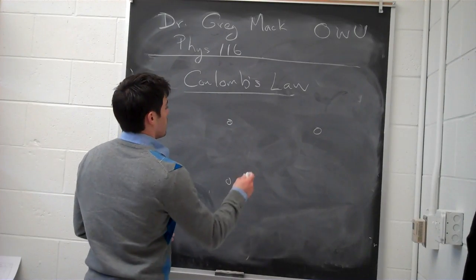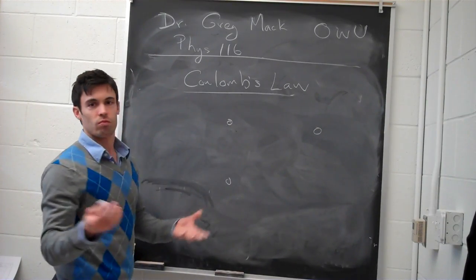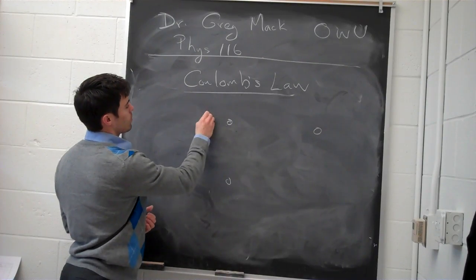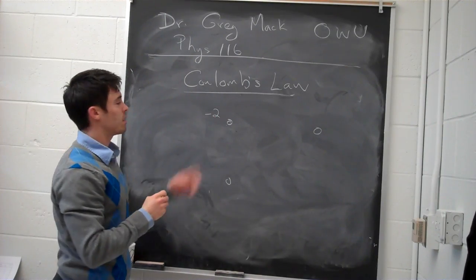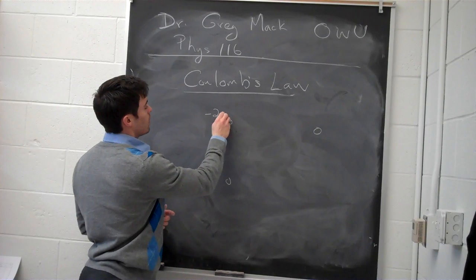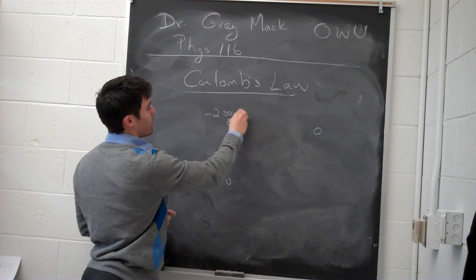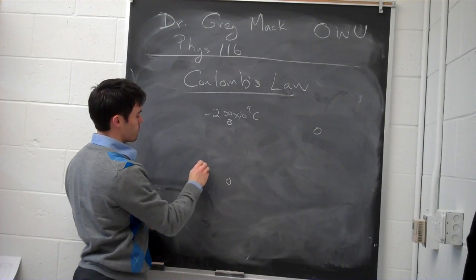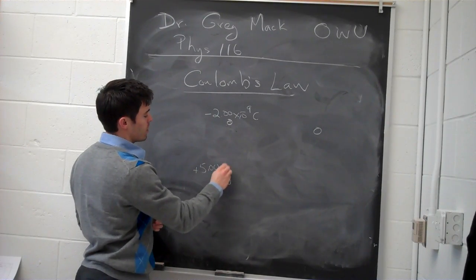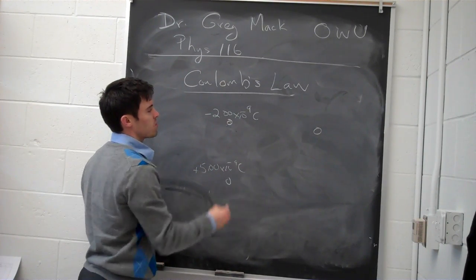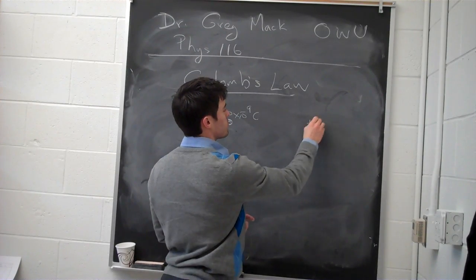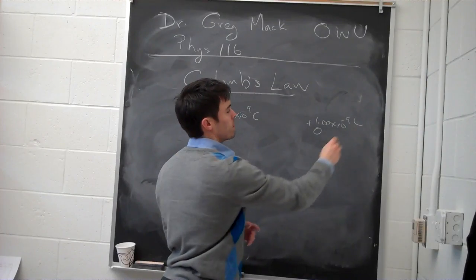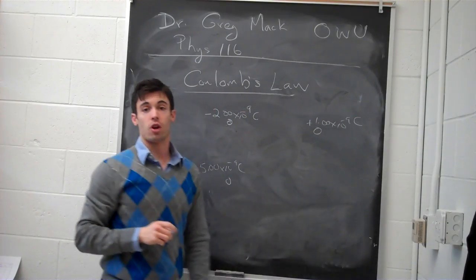So, let's just say that this one is going to be, I think this is close to the example we did in class, that this one's going to be minus 2.00 times 10 to the minus 9th coulombs. This one is going to be plus 5.00 times 10 to the minus 9th coulombs. And this one we'll say is plus 1 times 10 to the minus 9th coulombs for the charges.